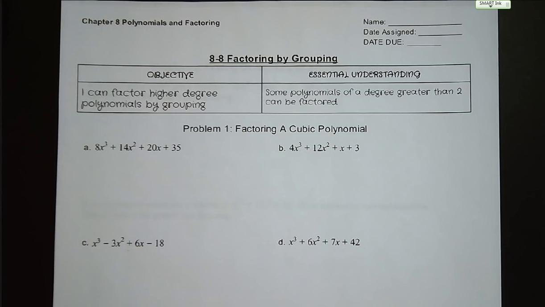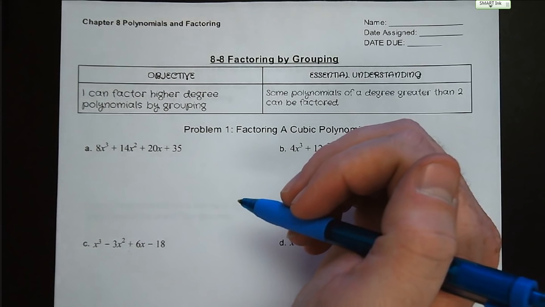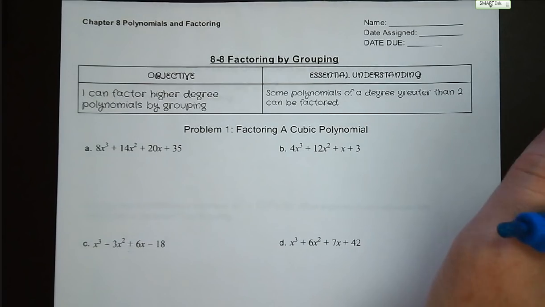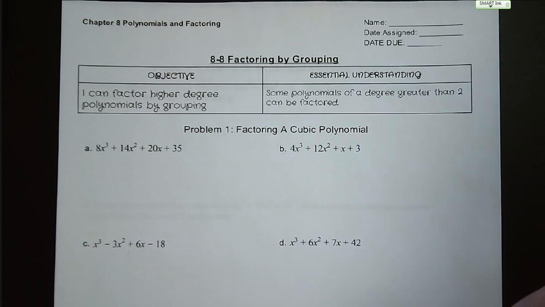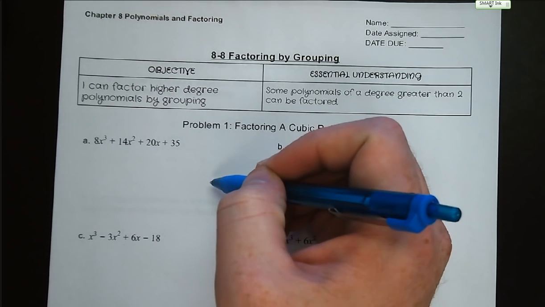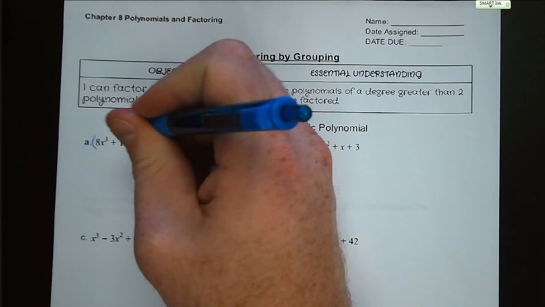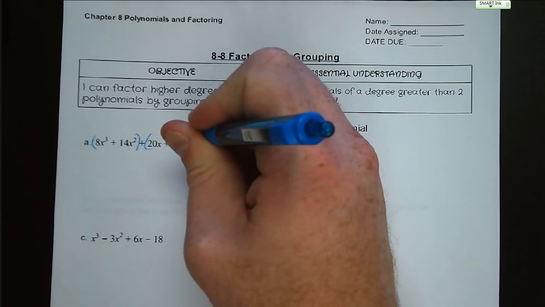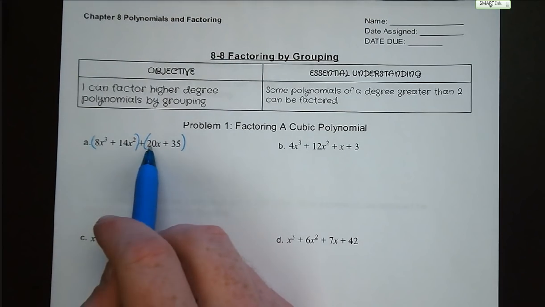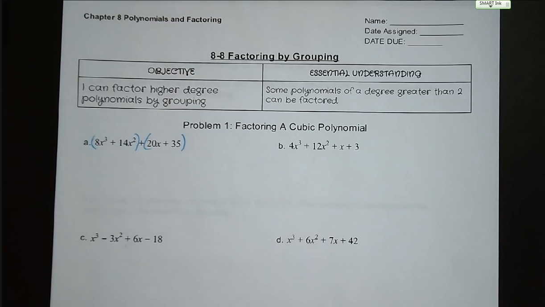Question A, we've got 8x cubed plus 14x squared plus 20x plus 35. The first thing you want to look for is to make sure that there are no common factors that can be pulled out from all of your terms, and I don't see any here. So the next step would be to factor by grouping. We put parentheses around our first two terms and our last two terms, and I always leave the plus sign in between the parentheses.